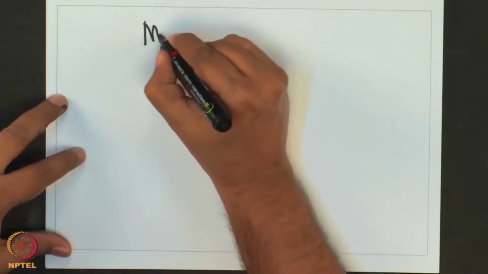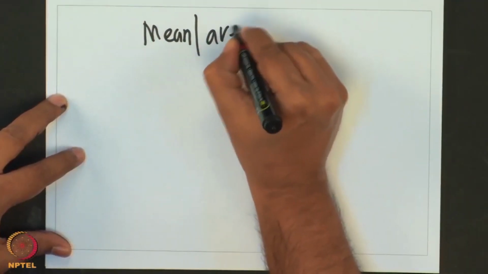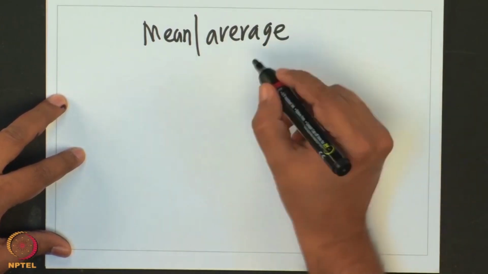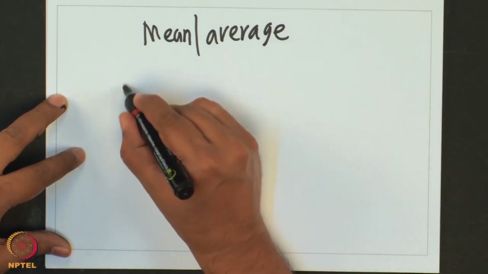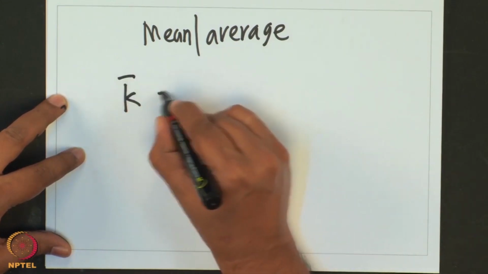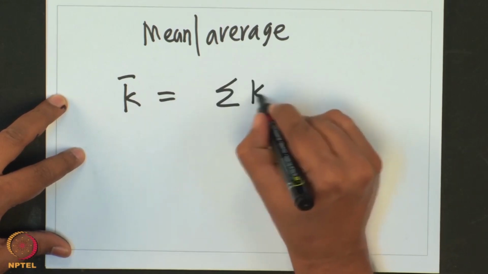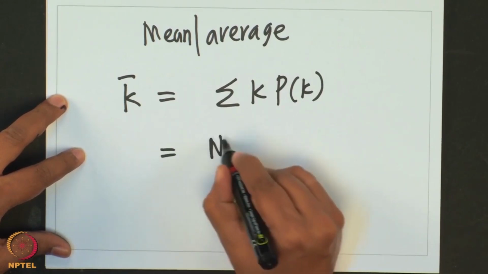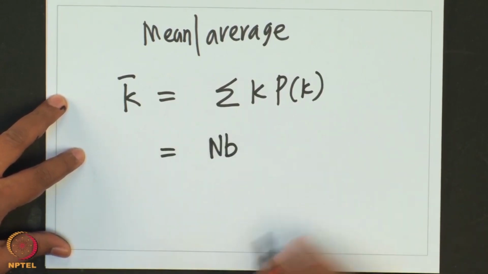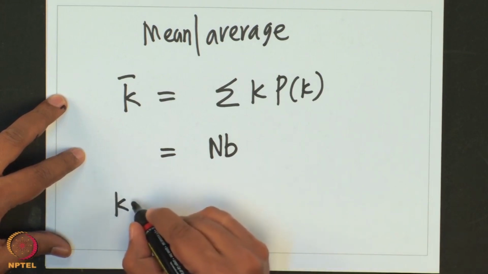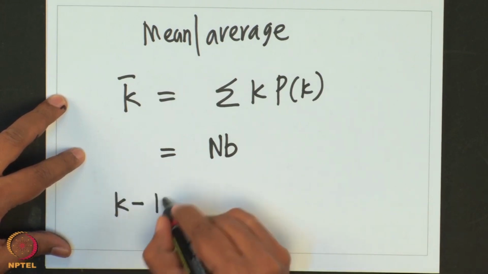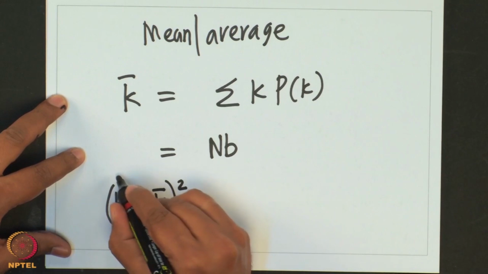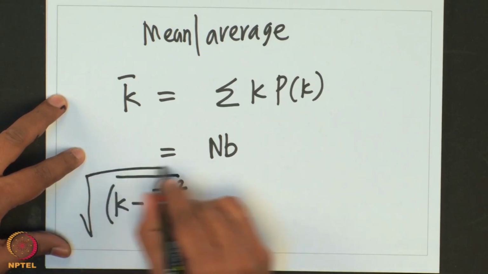So the mean or average of a binomial distribution, k bar, would be equal to, as we wrote here, the sum over k of k times p of k, and this would be n times b. Now you could also ask what is the average of k minus k bar whole square, and then take the root of this.